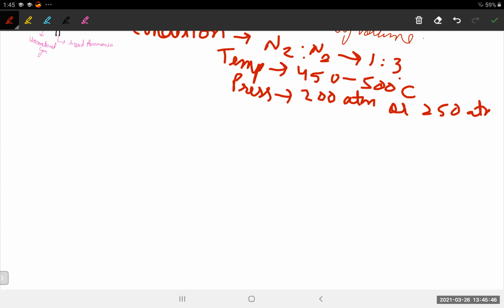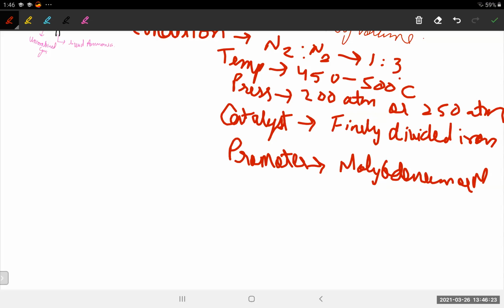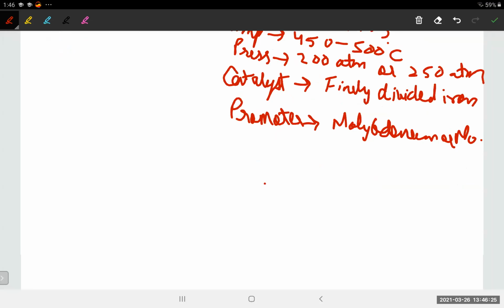Next, the catalyst that we are using is finely divided iron, to increase the surface area, which leads to an increase in the efficiency of the catalyst. Then we have a promoter also. What is the promoter that we need? Molybdenum, or Mo.